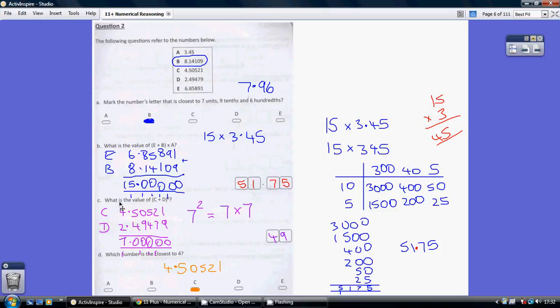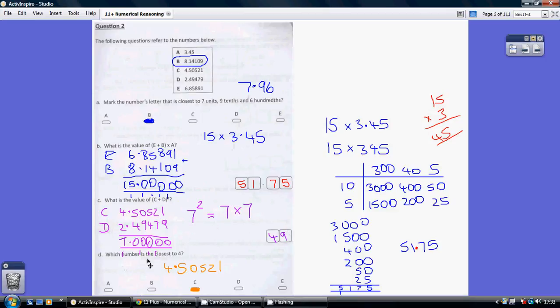Now for part C, we're being asked to work out C plus D all squared. We do the bit in the brackets first. So we take C from up here and D from up here, put them in nice rows, and again we add them together working right to left, and we get exactly 7. C plus D equals 7, so it's 7 squared. Remember, 7 squared means 7 times 7, 7 7s are 49. It does not mean 7 2s are 14.